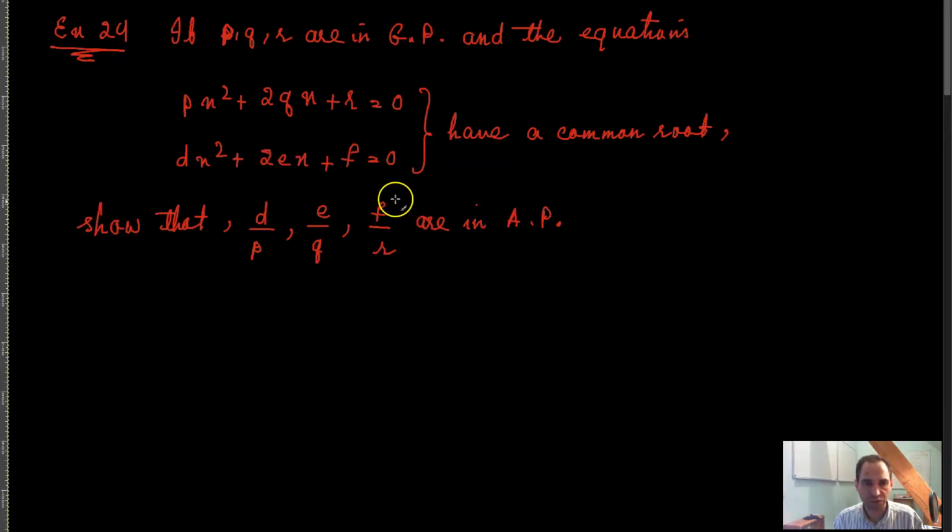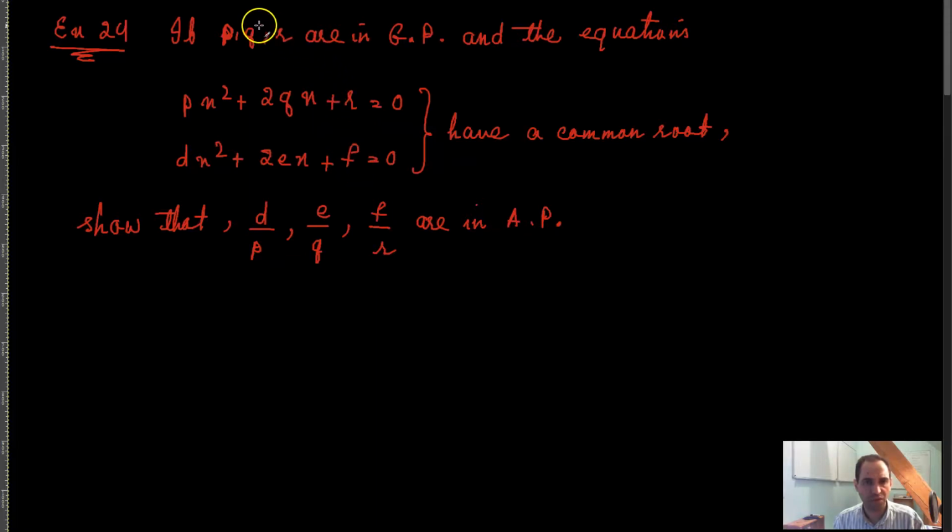So then you want to show that these three are in arithmetic progression: D to P, E to Q, and F to R. So essentially you have three numbers P, Q, and R. These are in geometric progression. And using these three numbers, you have created two second degree equations, P, Q, and R, and D, E, and F.